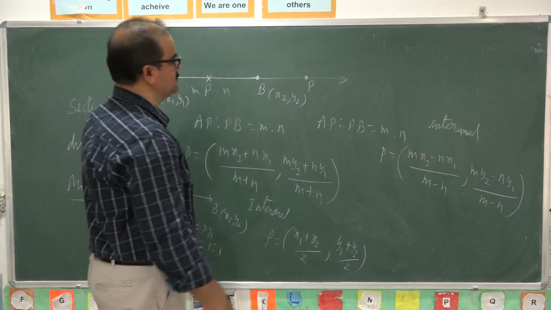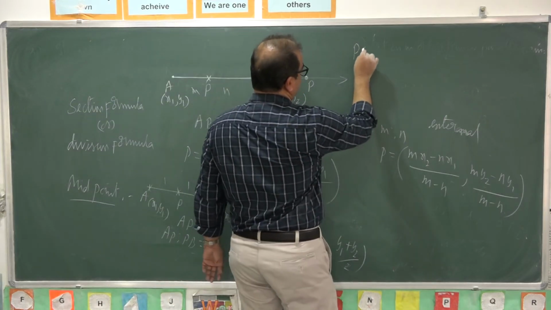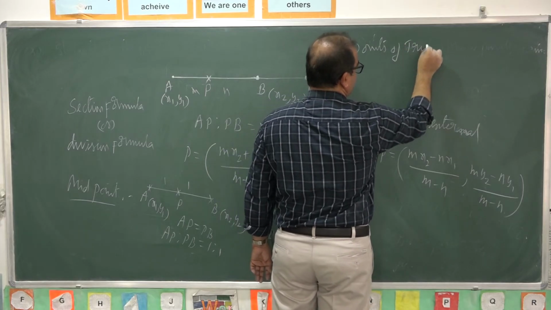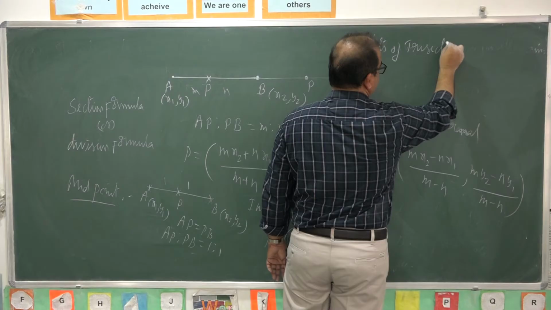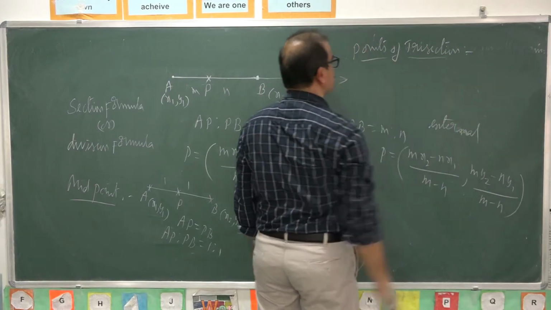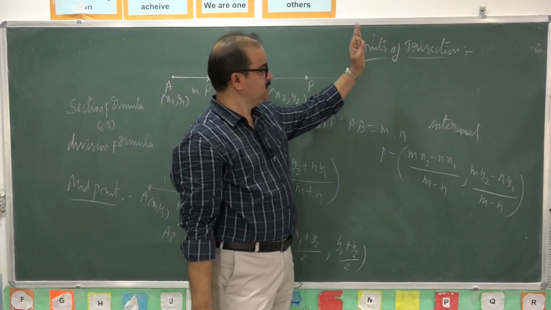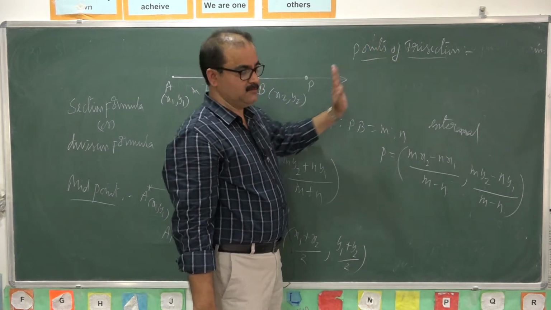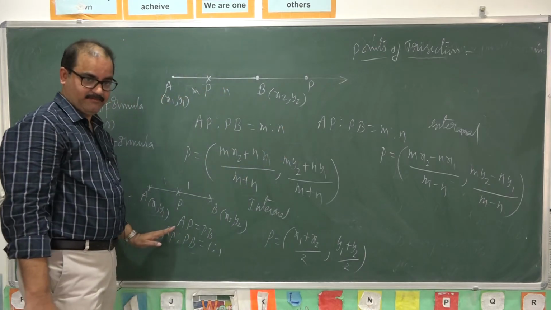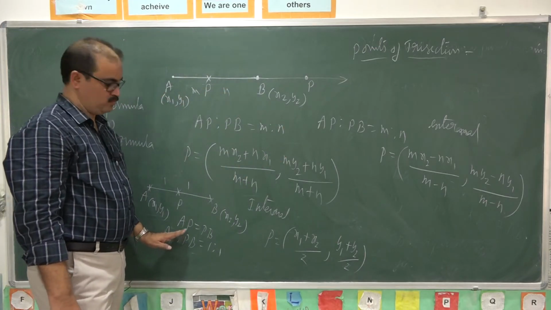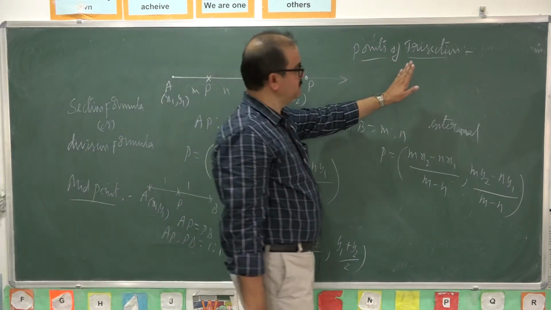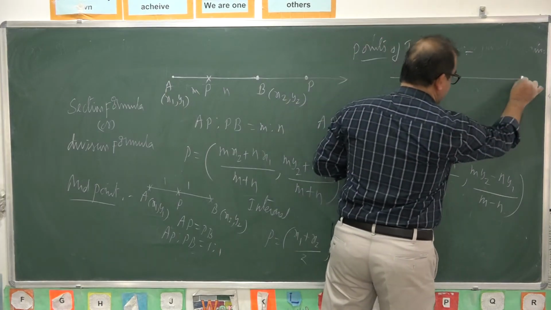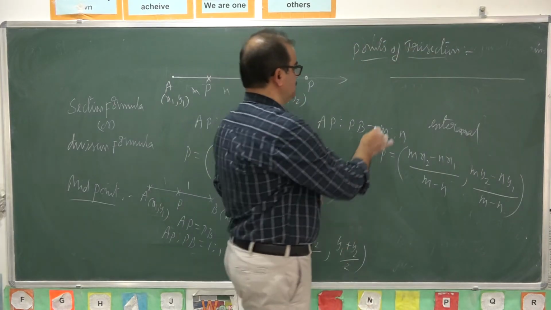Next we discuss points of trisection. Trisection means divided into 3 equal parts. Tri means 3. Here it is bisection. Bisect. Bi means 2. Tri means 3. Points of trisection. That means a division into 3 equal parts.